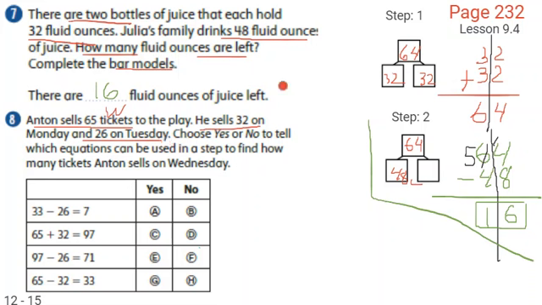Okay. So choose yes or no to tell which equations can be used in a step to find how many tickets Anton sells on Wednesday. So in essence, we have to find that. There are different ways that we can do this, but let's try it this way. So we have this whole, which is 65. So he sold that many. So he sells 32 on Monday. So I'm going to say 65 minus 32 equals. So how many does that equal? Well, let's come over here. Let's just do that real quick. 65.